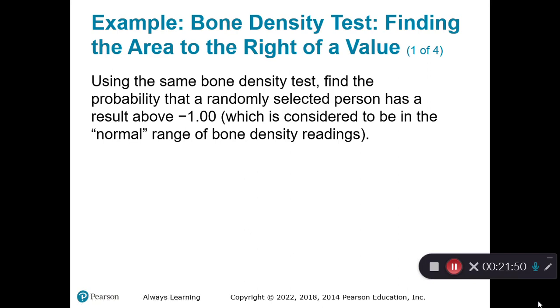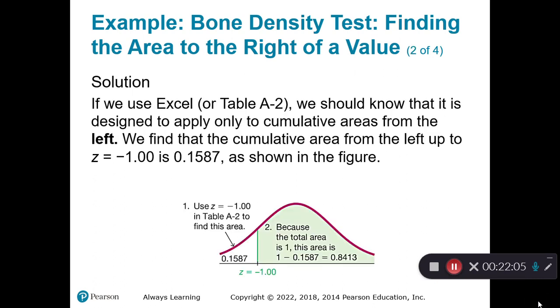Using the same bone density test, let's find the probability that a randomly selected person has a result above negative 1.00, which is considered to be in the normal range of bone density readings. So I want to pay attention to the wording here. This time we're looking at values that are above a given z-score, so to the right of a given z-score. Table A2 only gives us areas to the left, so if we want to find area to the right, we will have to use the complement rule.